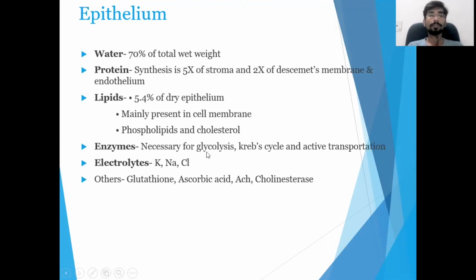Enzymes necessary for glycolysis, the Krebs cycle and active transportation are present in the epithelium. Electrolytes are sodium, potassium and chloride. Others are glutathione, ascorbic acid and cholinesterase.